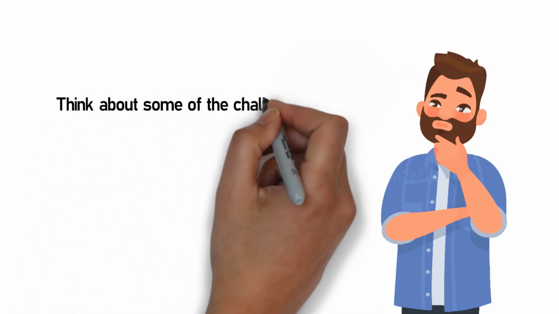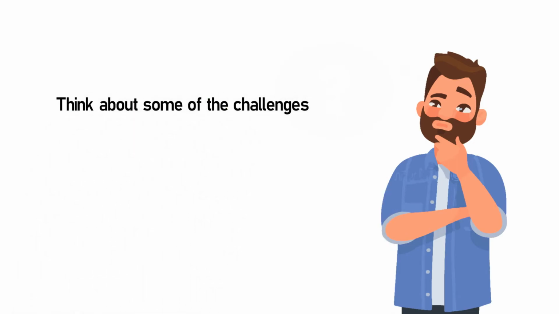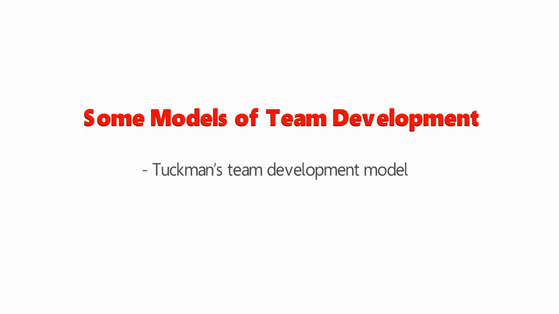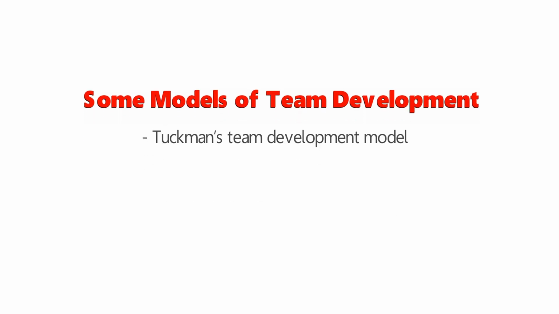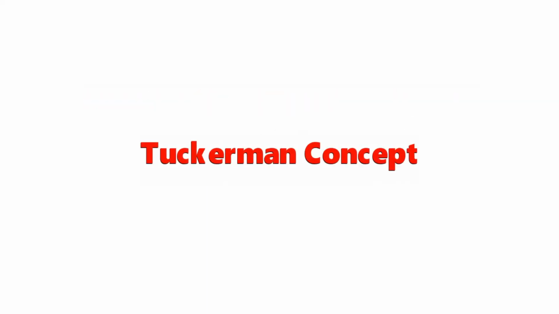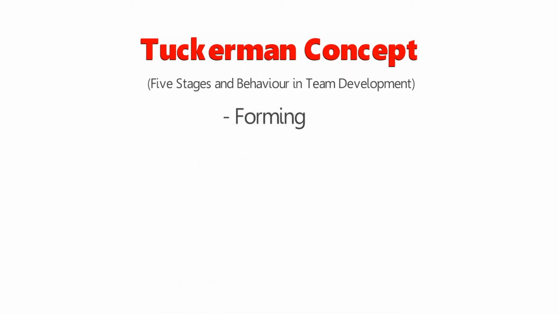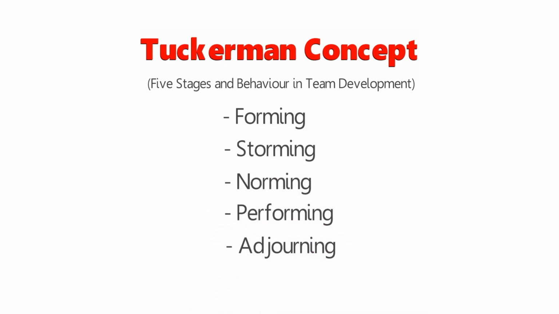Pause and think. Think about some of the challenges that individual employees can face working in project teams or self-managed teams, cross-functional teams, and virtual teams. Some models of team development: Tuckman's team development model and Belbin's typology of team structure. Tuckman's concept, the five stages and behavior in team development: forming, storming, norming, performing, and adjourning.